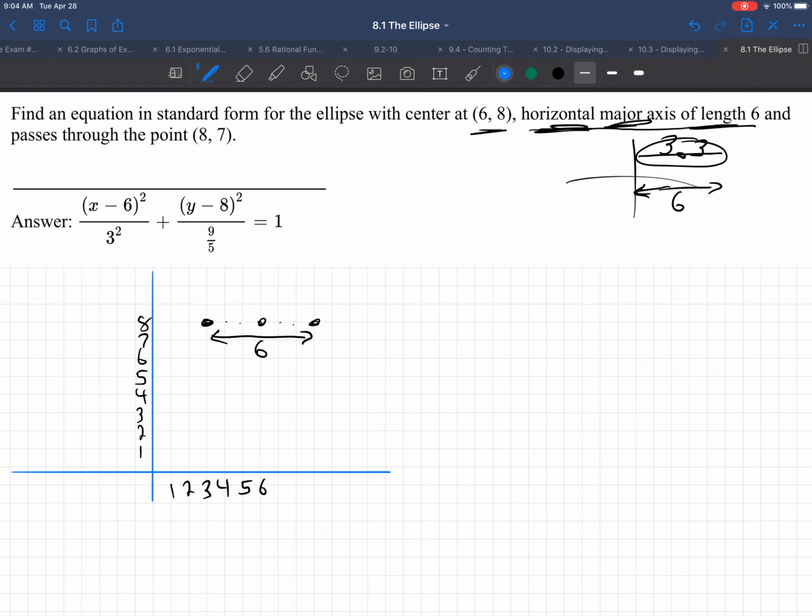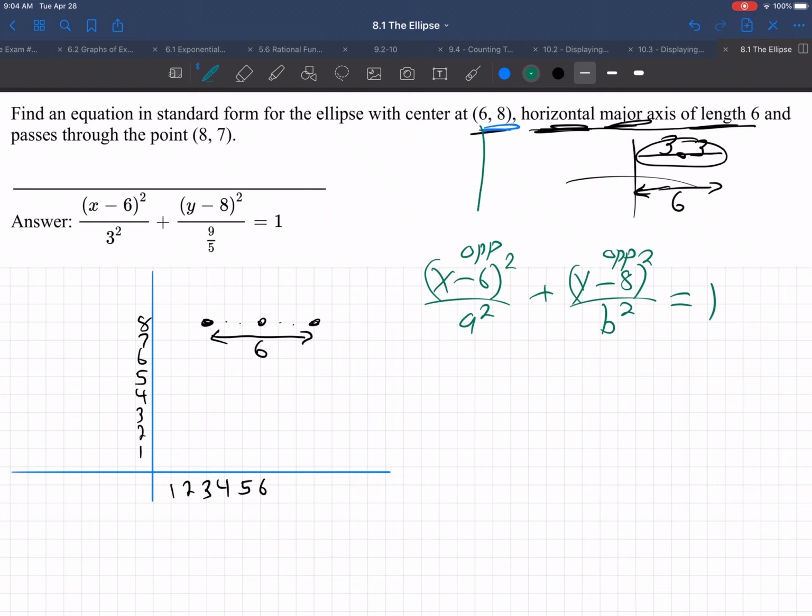Okay, now what does that mean about the equation? Well, first off, if the center is (6, 8), that means (x minus 6) squared over a squared plus (y minus 8) squared over b squared equals 1, right? That's the general form of an ellipse equation. And remember that we always put the opposite whenever we put a number in parentheses next to x or y. So the opposite of the 6 and the opposite of the 8, negative 6 and negative 8, for the center. All we've got left to find is a squared and b squared, and we've got the equation.